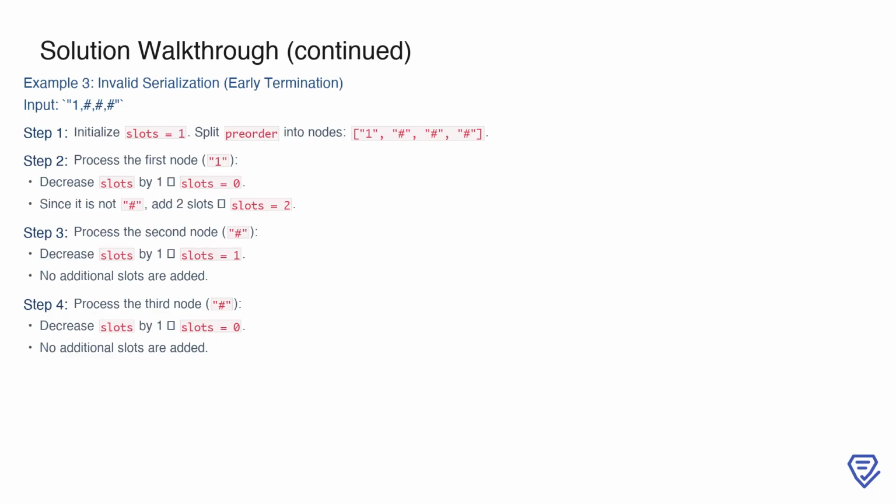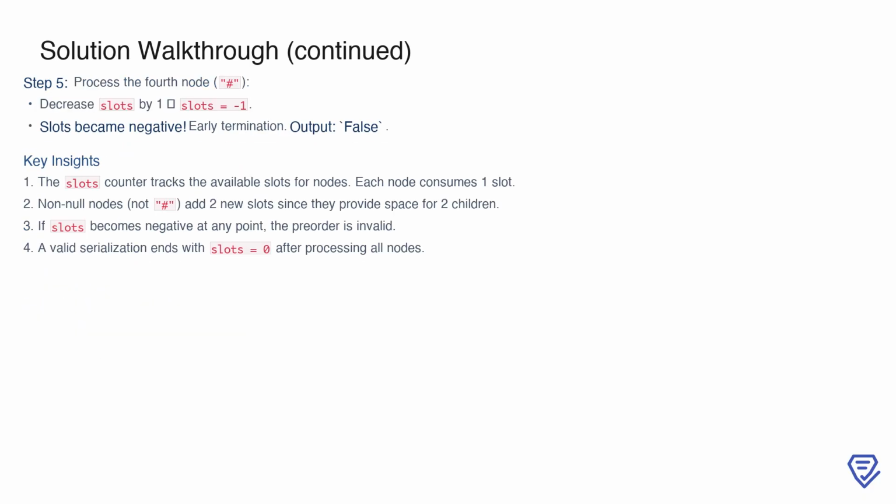Next, the third node, another #, consumes 1 more slot, this time reducing the count to 0. Again, no new slots are added because # is not a valid node. At this stage, we still have 1 more node left to process. Finally, we process the fourth node, which is #. This null marker consumes one slot, but since the slot count was already 0, it pushes the slots variable into a negative state, specifically -1.